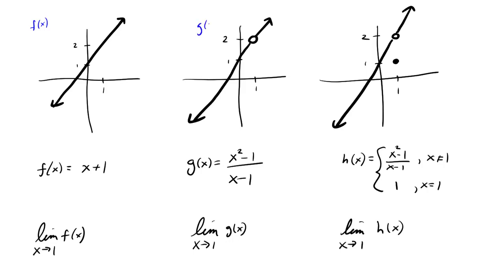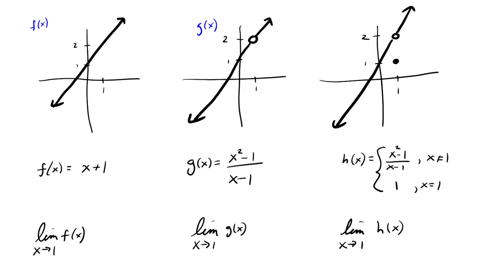G of x, on the other hand, is going to be x squared minus 1 over x minus 1. Now, you know that x squared minus 1 factors into x plus 1, x minus 1. And so you have x minus 1 on top and bottom. Now that's not the same as the first function, f of x, not exactly. It's the same except there is a hole at x equals 1 because the function's not defined there.